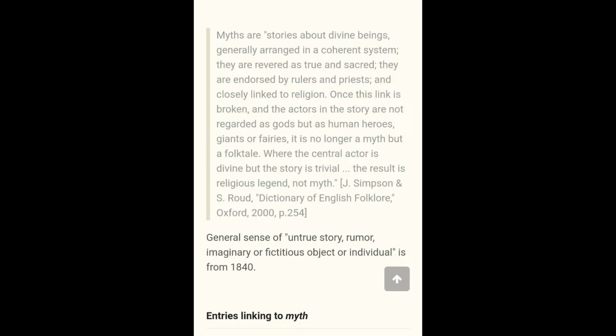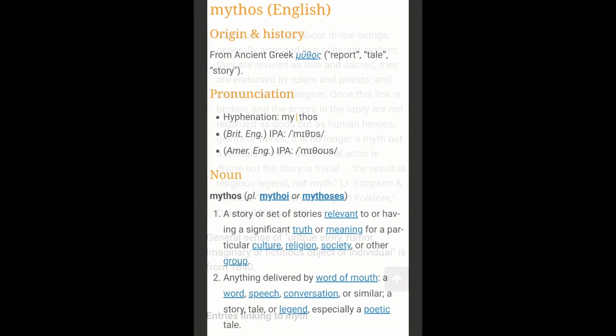Myths are stories about divine beings, generally arranged in a coherent system. They are revered as true and sacred, and are endorsed by rulers and priests, and closely linked to religion. Once this link is broken, and the actors of the story are not regarded as gods, but as human heroes, giants or fairies, it is no longer a myth, but a folk tale, where the central actor is divine, but the story is trivial. The result is religious legend, not myth. General sense of untrue story, rumour, imaginary or fictitious object or individual from 1840.